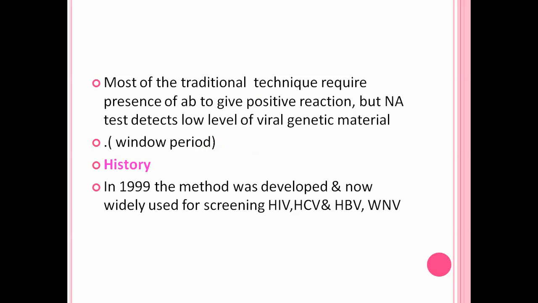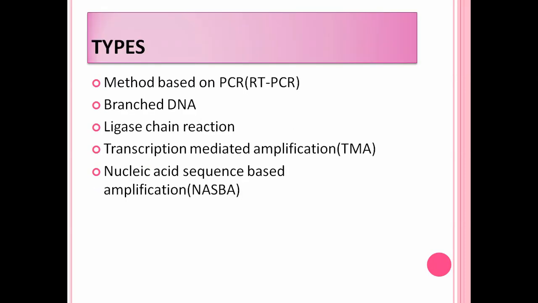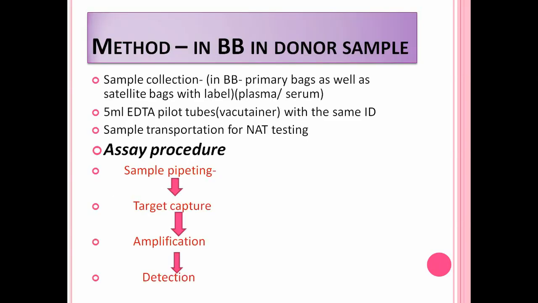History. The method was developed in the year 1999 and now it is widely used for screening HIV, HPV, hepatitis B virus and West Nile virus. Moving to the types, NAT depends on different methods. The methods are based on PCR, branched DNA, ligase chain reaction, transcription mediated amplification, and nucleic acid sequence based amplification. So these are the types based on methods.